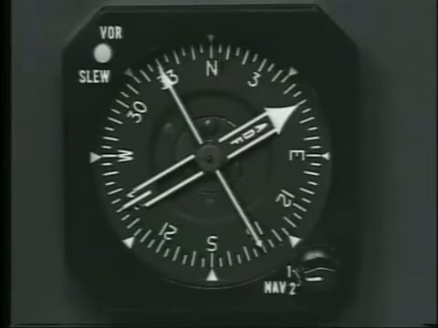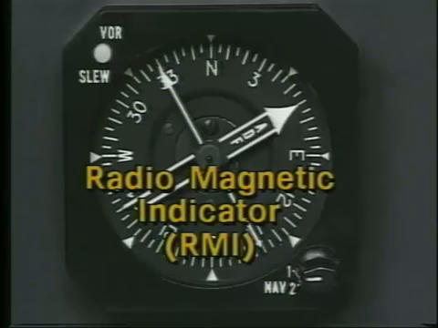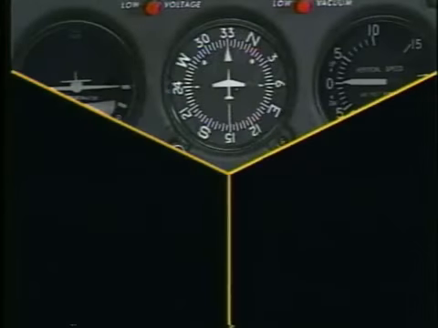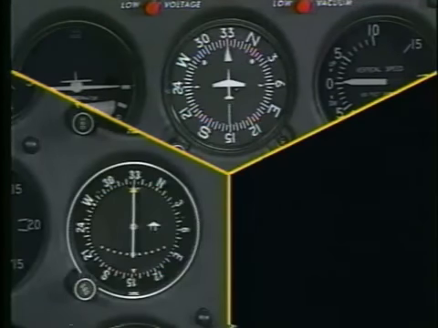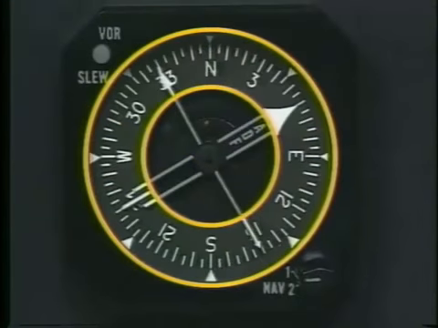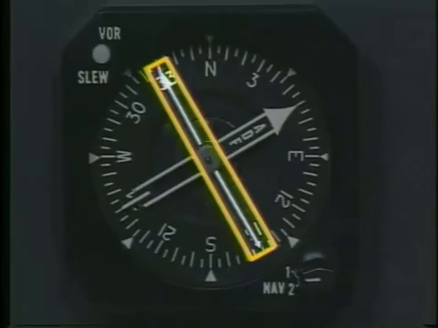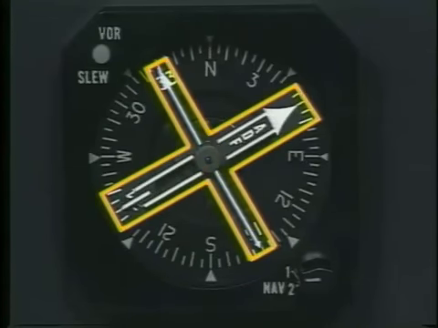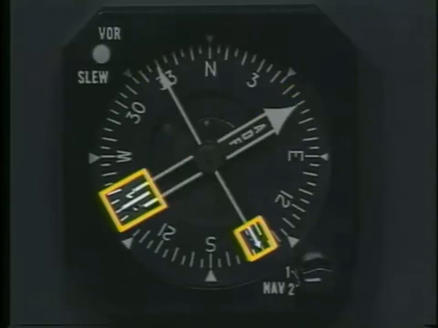Now let's look at another advanced instrument, the radiomagnetic indicator, or RMI. The RMI combines the functions of three instruments: the heading indicator, the VOR indicator, and the ADF indicator. The slaved compass card automatically displays your magnetic heading at the top index. Typically, the single needle indicates the magnetic bearing to the VOR station, while the double needle shows the bearing to the NDB. The tail of each needle indicates magnetic bearing from the station.